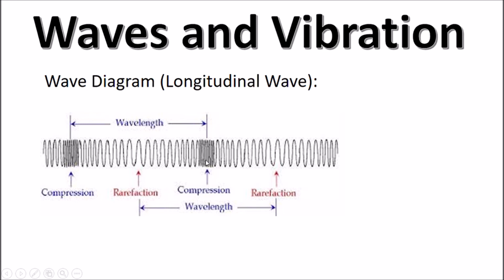All right, so wavelength, from compression to compression, with rarefactions between the compressions here. We generally measure this from here to here because these are easier to identify than this maximum spread out area.